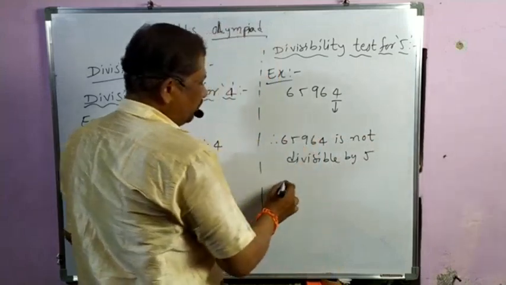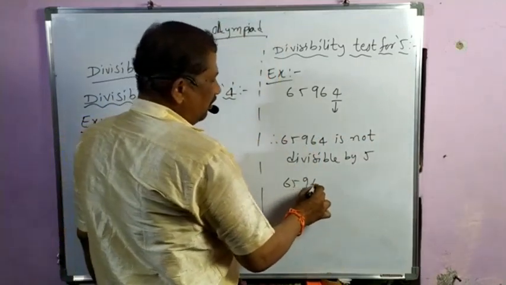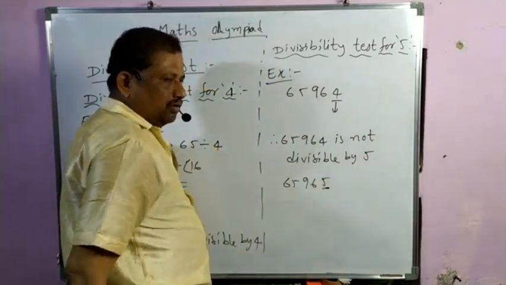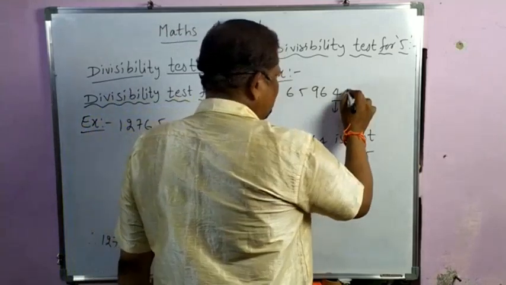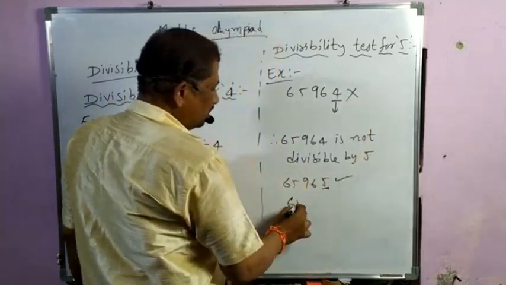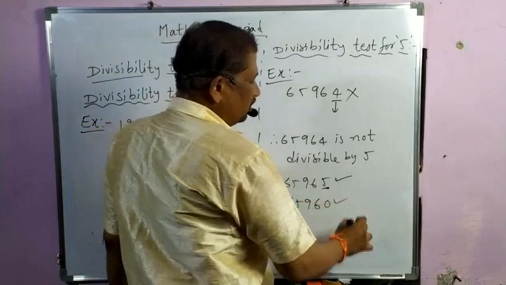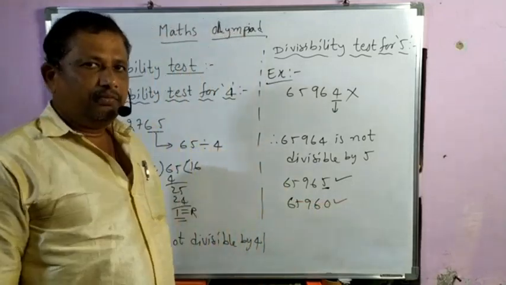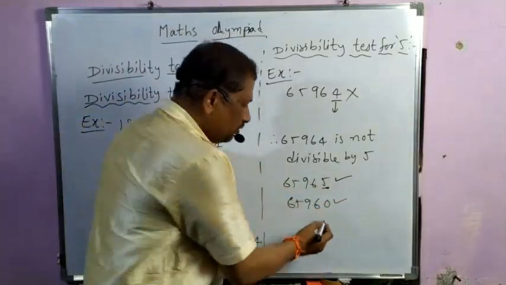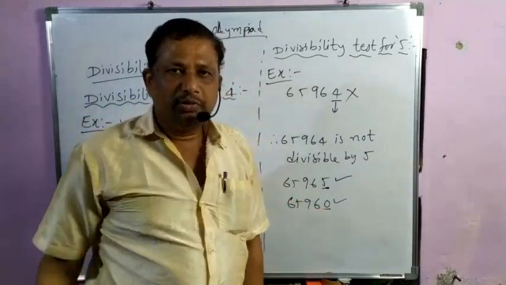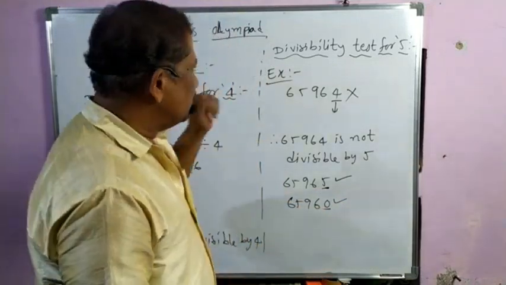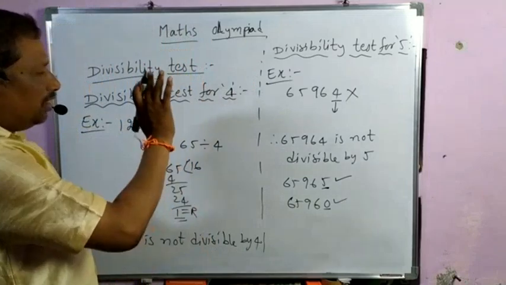Suppose if you keep the last digit as 5, it is divisible. Or if you keep the last digit as 0, this is also divisible. If the number has last digit 0 or 5, then only it is divisible. Otherwise, it is not divisible. So these are the divisibility tests for 4 and 5.